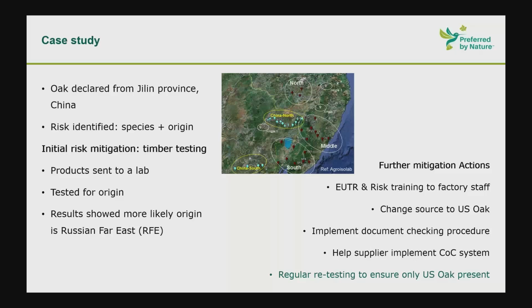And finally, they also decided to have regular retesting of this material to ensure that the origin was the US, right? So that really shows you how it can be. It's not always the case that it is so complicated and with different steps, but it can be the case that you need to do several steps of risk mitigation in order to reach a low risk conclusion and be able to import the timber within the EU.